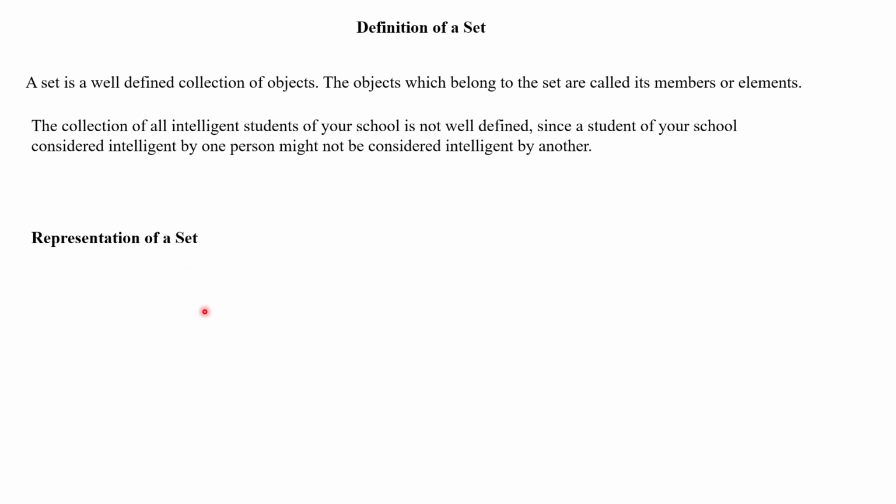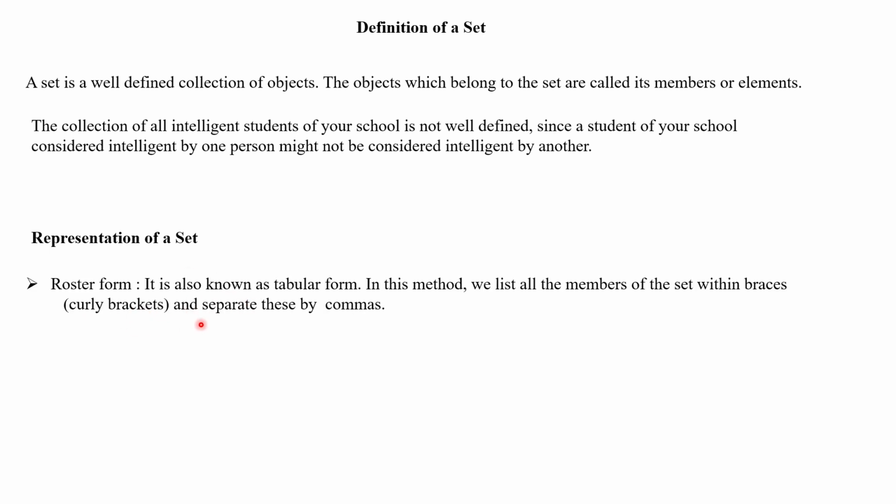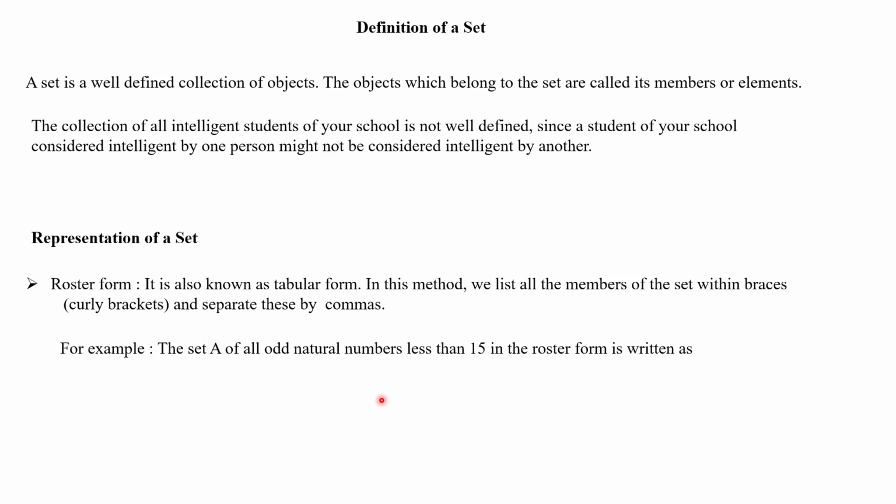When we represent a set, there are two ways to represent it: roster form and set builder form. Roster form is also known as tabular form. In this method, we list all the members of the set within braces, usually curly brackets, and separate these by commas. Let's take one example.